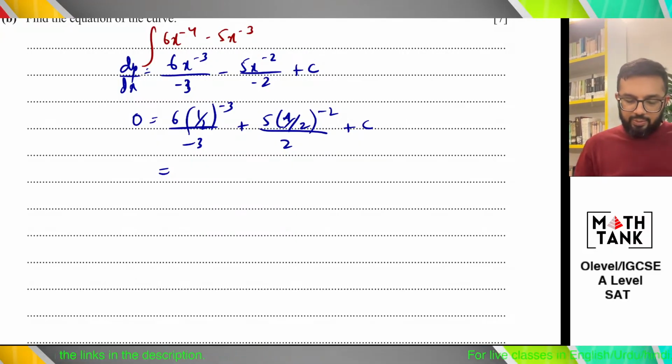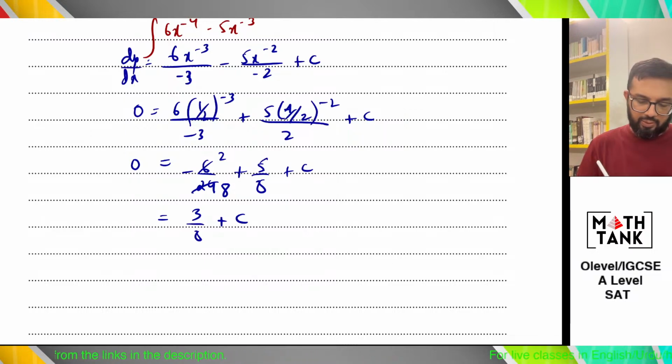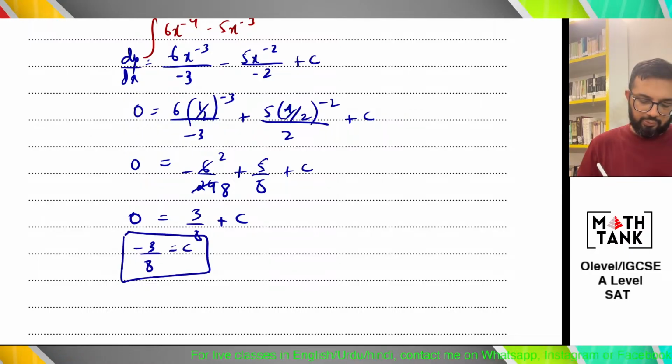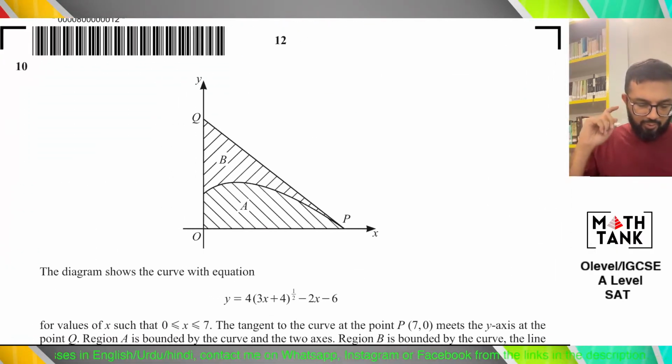Okay, so that's 6 over 8 divided by minus 3. So minus 6 over 24. And 4 into 8 plus 5 over 8 plus c equals 0. Three over 8 c. Okay. Then question number 10.